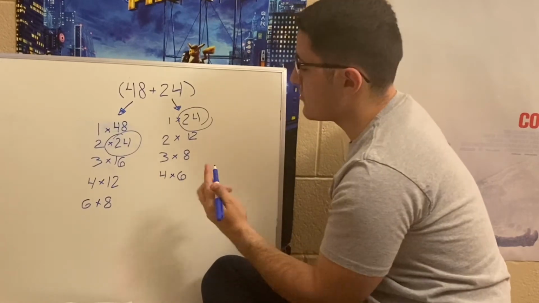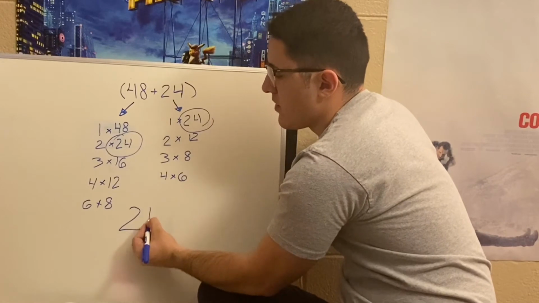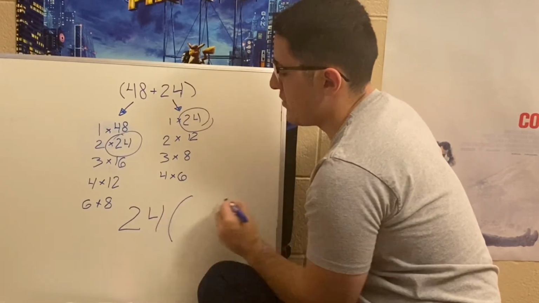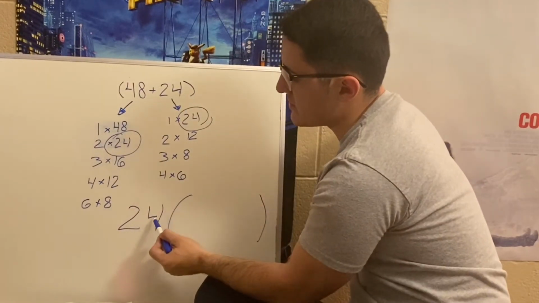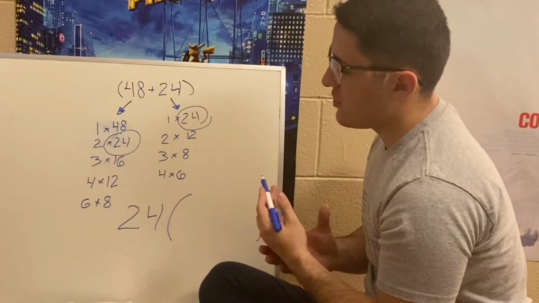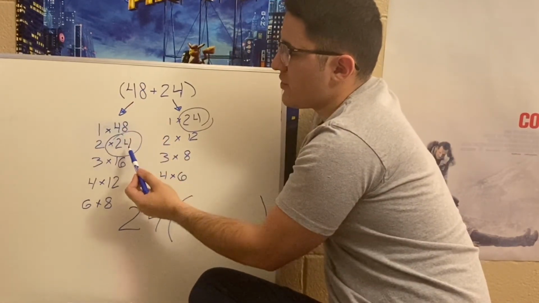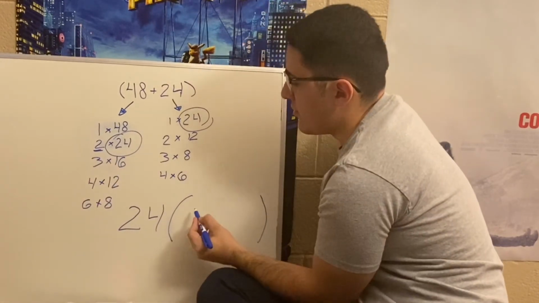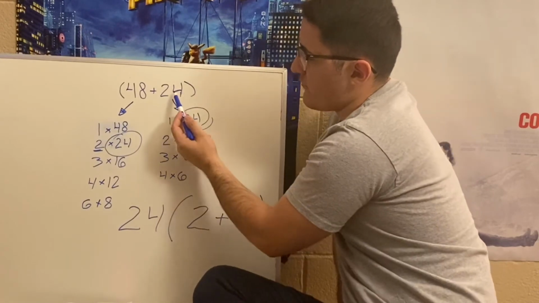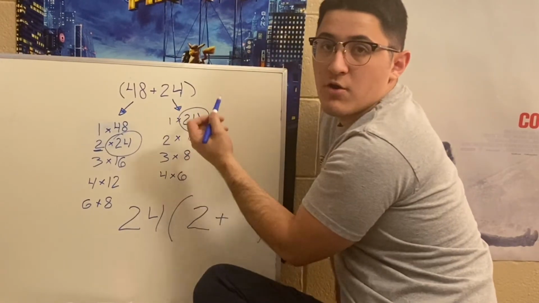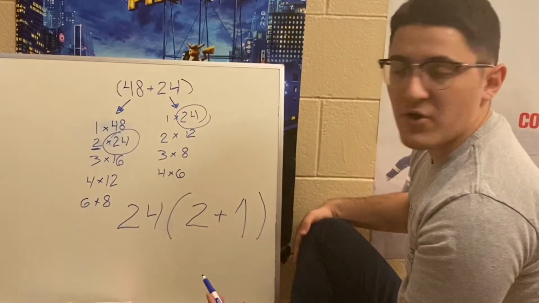In order to factor, we're going to take this 24 and we're going to put it outside of the parentheses. This is our parentheses. Now we're going to put this 24 out of it. So if we get 48 divided by 24, we would get 2. So here in the parentheses, we're going to put a 2. And if we divide 24 divided by 24, we're going to get 1, okay? So that would be how you factor the problem out.